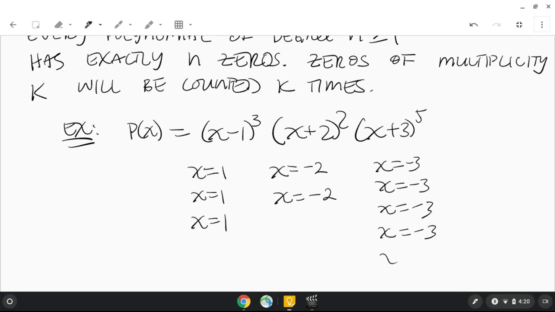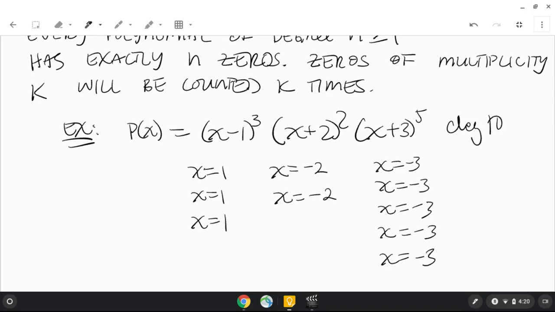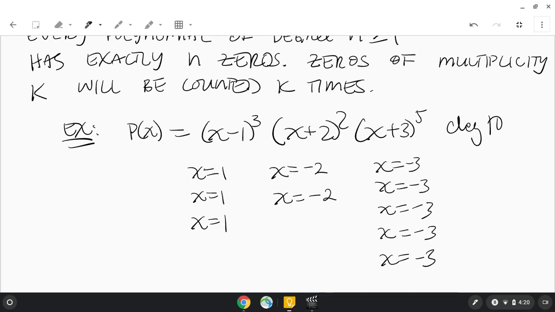So here, this is a degree 10 polynomial. Like if you multiply it all out, you'll get x to the 10th power. Okay, and so since it's a degree 10 polynomial, it should have 10 zeros. Well, this is a factored form, but they have multiplicities 3, 2, and 5. And so we see that we get all 10 zeros if we write all of them out. So we have 1, 2, 3, 4, 5, 6, 7, 8, 9, 10 zeros listed.